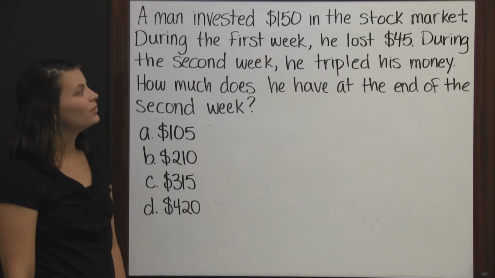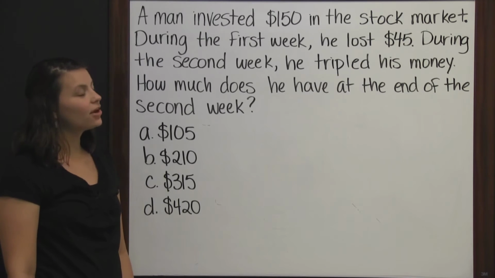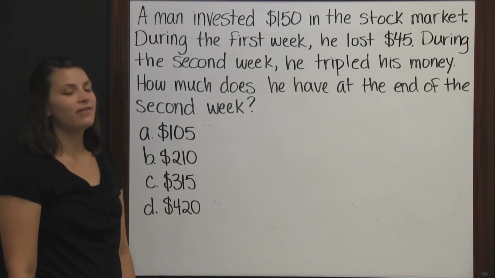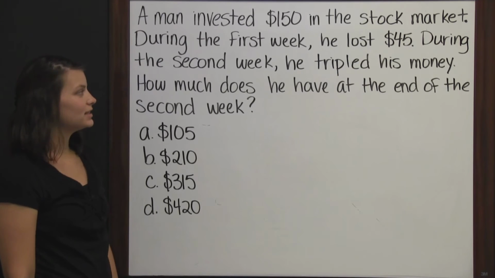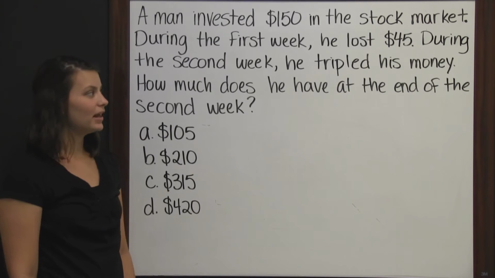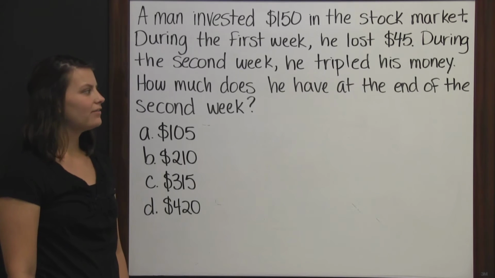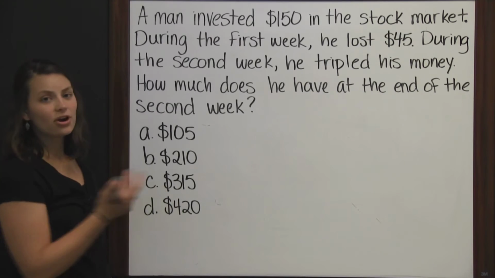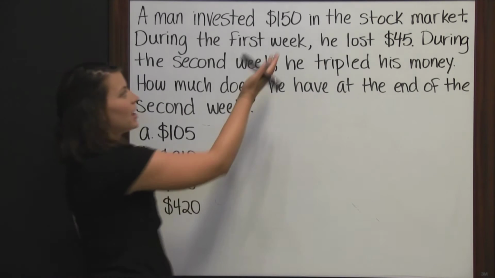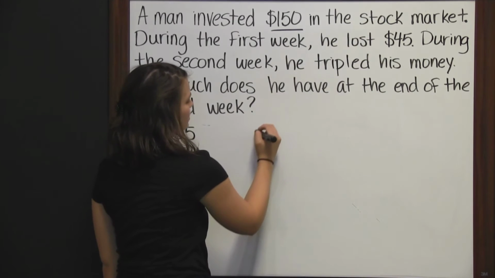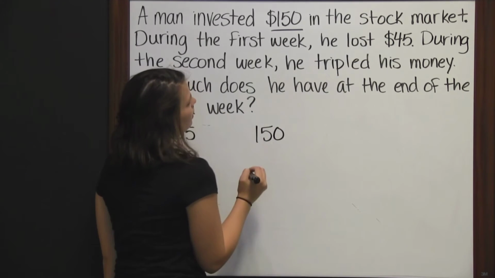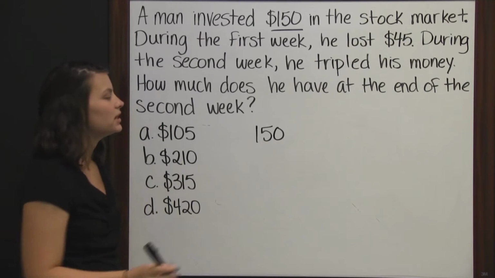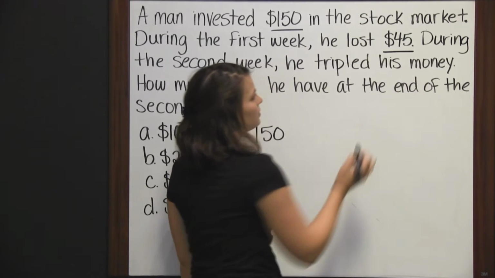A man invested $150 in the stock market. During the first week, he lost $45. During the second week, he tripled his money. How much does he have at the end of the second week? So let's start at the beginning. He starts out with $150. Then, during that first week, he loses $45.